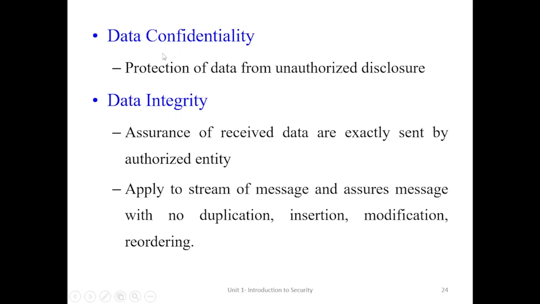Another definition: confidentiality is the protection of data from unauthorized members. Integrity always assures that the received data is exactly the same as the sender's information. So we cannot duplicate, insert, modify or reorder the original information. This assurance is given only by the service called integrity.